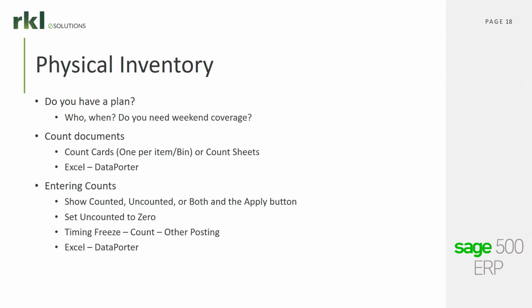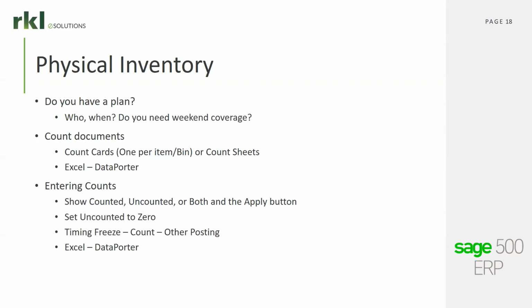You can set the uncounted records to 0. So if you've gone through, counted everything, entered all of those counts, and you still have count cards or sheets, records that don't have a quantity, they just never got counted in the warehouse because they don't exist anymore out there, you can just set all of those to 0.